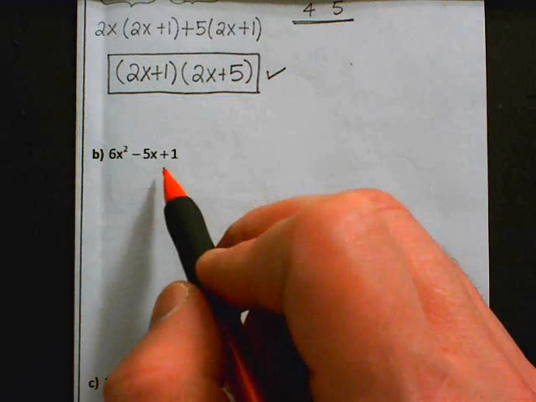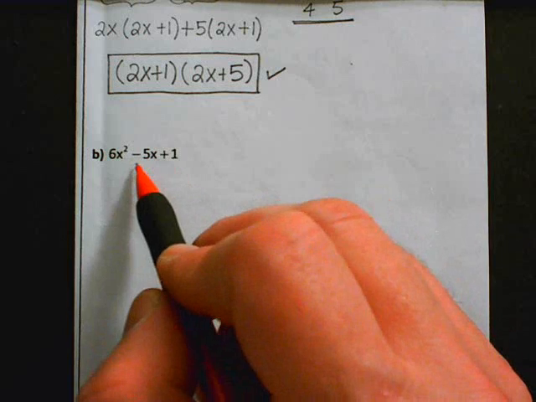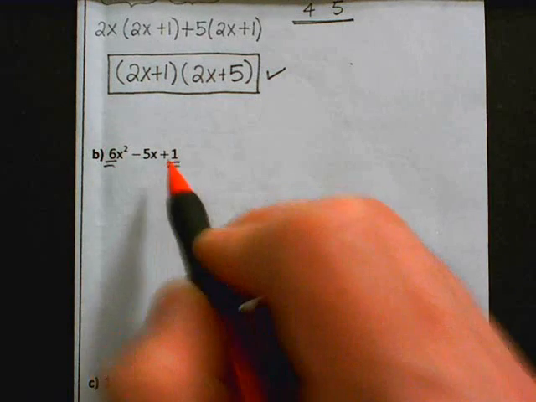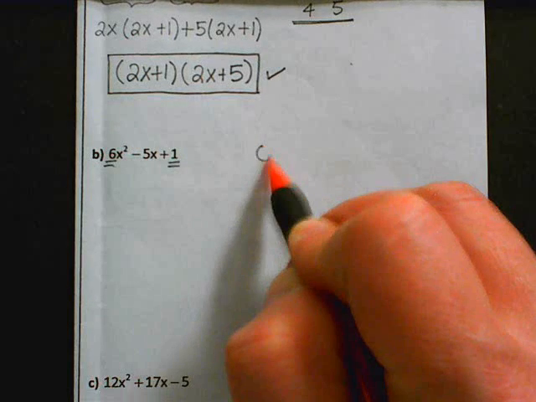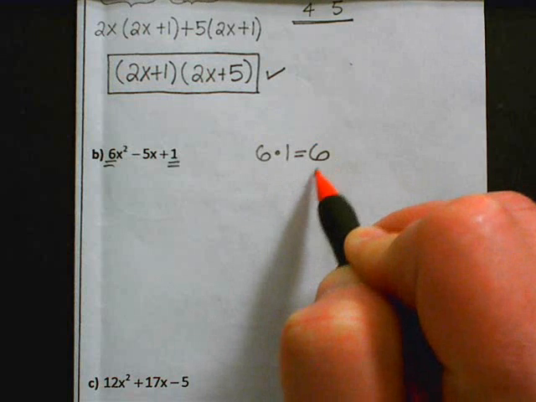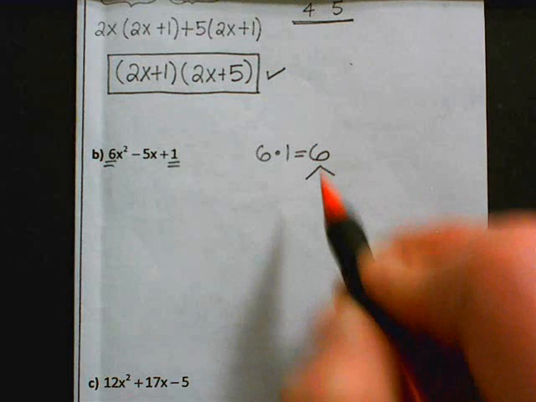Again, we asked ourselves, what can we factor from all three? And there's nothing I can factor from all three. So then I'll take the first and the last, and I'm going to multiply. So 6 times 1 is 6.